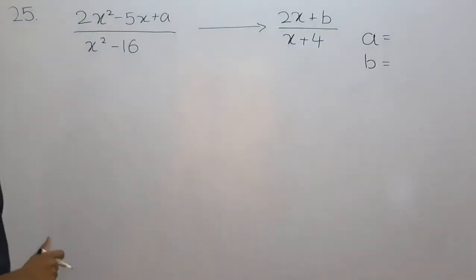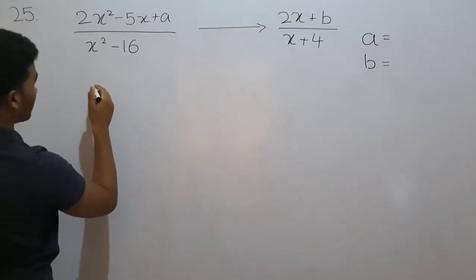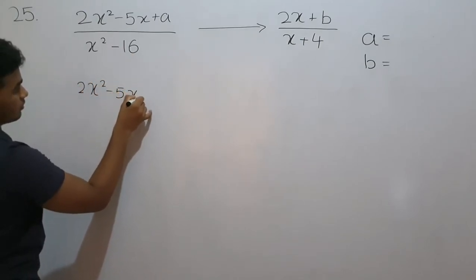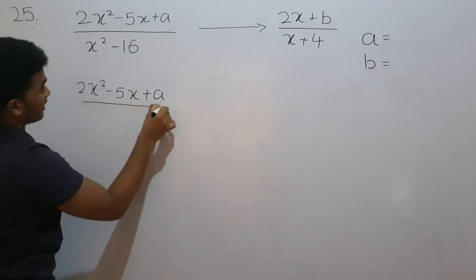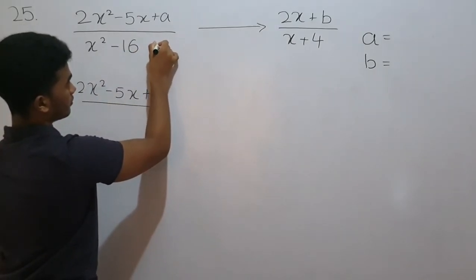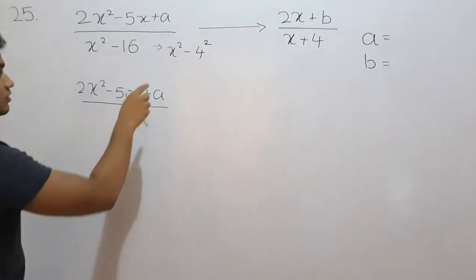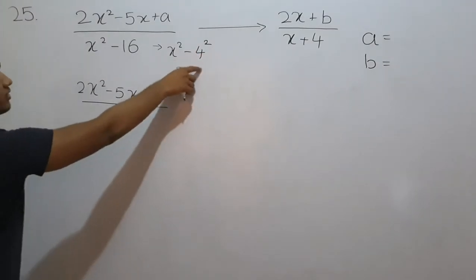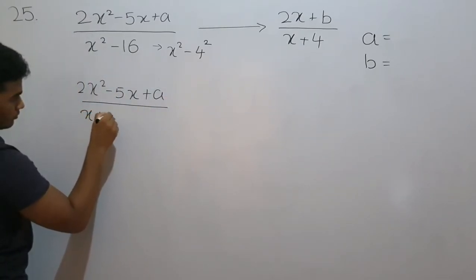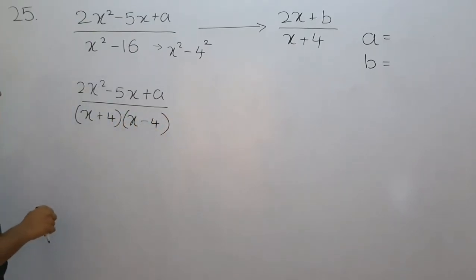Now when it is simplified, this is being obtained, and x square minus 16 can be written as x square minus 4 square. 4 square is 16. So you can expand this and write x plus 4 and x minus 4. Just expand and see whether you are getting this.